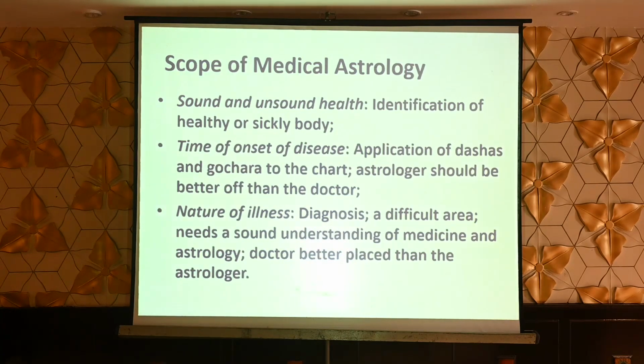The next important area is the nature of illness. Obviously, if you are predicting something adverse for somebody, then the next question is what is going to happen. And this area is a difficult area for astrologers because not enough work has been done on this area. As I told you earlier, the astrological classics do not give you adequate information, and you need to do a lot of research in this particular area.